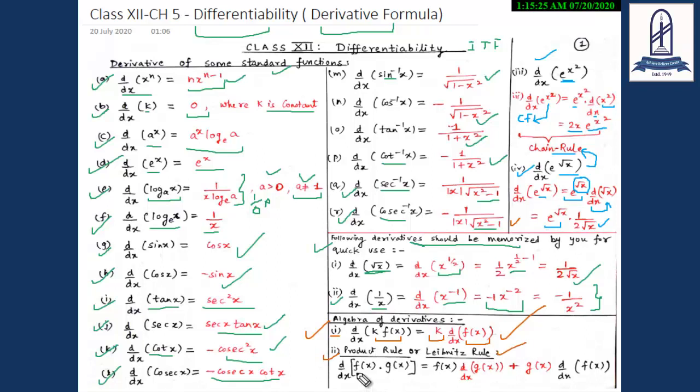So here student, we have to differentiate two functions, that is f(x) into g(x). This we have studied in class 11th also, that here first we will take one function and differentiate another function. And then we will write plus and take another function and differentiate the first function. So similarly student, d by dx of f(x) into g(x) is equal to, first we will take one function, that is f(x), and then we will differentiate another function, that is d by dx of g(x). And now we will write plus, and now we will consider another function, which is g(x). And then we will differentiate d by dx of f(x).